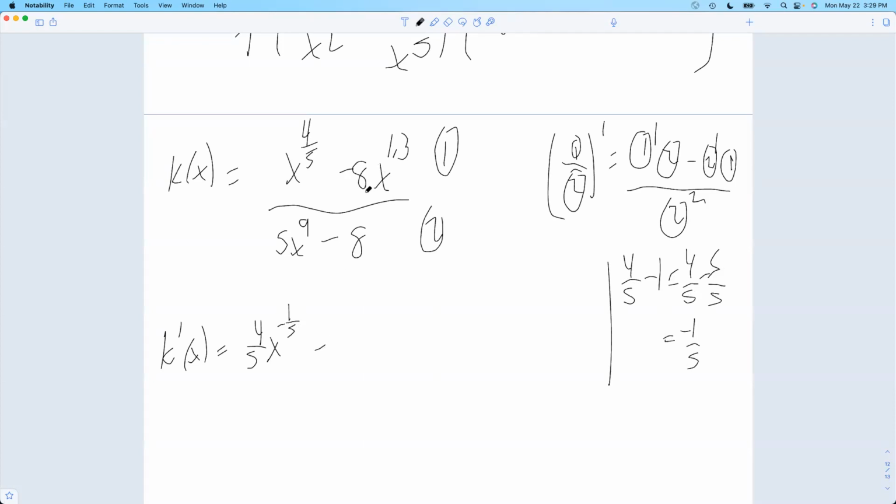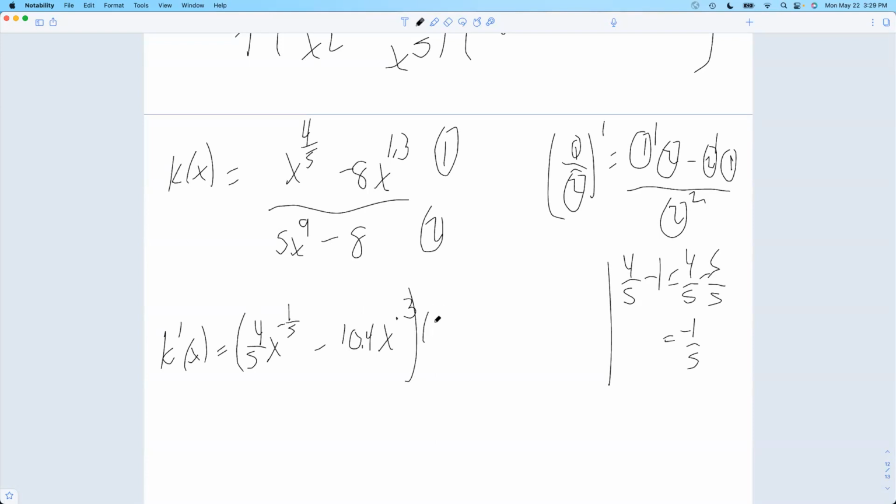Minus 8 times 1.3. So that would be, let's see, 80 plus 24. I think that's 10.4 times X to the 1.3 minus 1 would just be 0.3. Definitely check my arithmetic on that number. I just did that in my head. That's the derivative of the top.